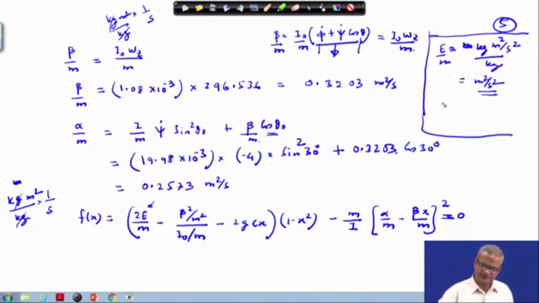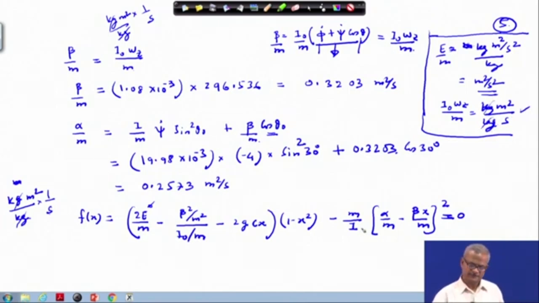We have to be consistent with the dimensions. So, again I am rechecking that everything is fine. Kg times meter square divided by kg second, this cancels out, this is meter.